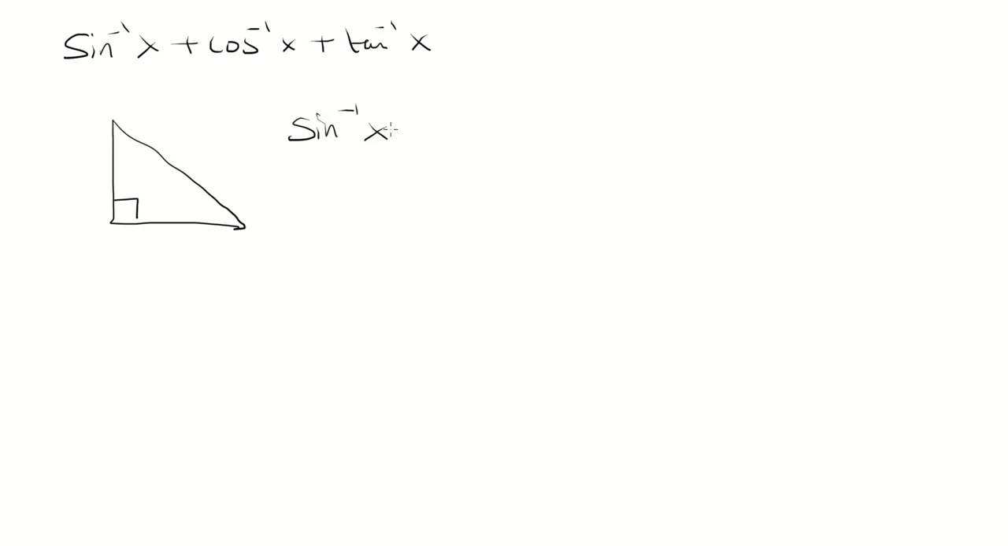Inverse sine of x is equal to some angle, call it theta. That means sine of theta is equal to x. So let's call this theta. And sine is opposite over hypotenuse. So x is opposite, hypotenuse is 1. And now let's look at inverse cosine of x.